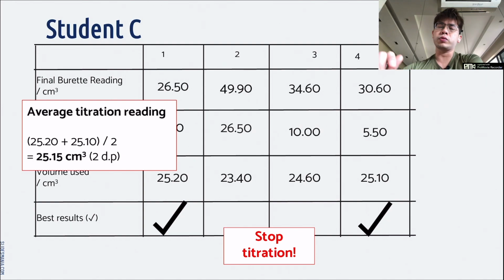So when do I need to stop my titration? I will stop my titration when I get at least 2 concordant results. So continue and continue until you get 2 results. Most of the time, once you get enough practice, you will need a maximum of 4.